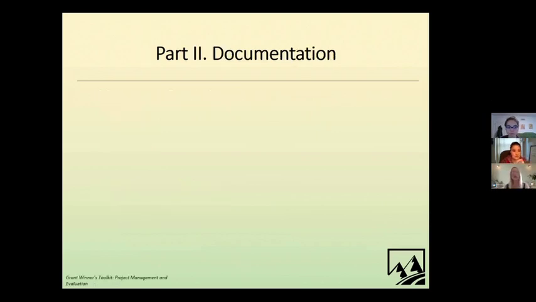All right, so let's talk about documentation. How do we do what we said we would do? Well, we document. That's what we do, right? Paper, paper, paper, paper, paper, okay? So here's why, and there are 5 of these. We'll go through this quickly and then we'll talk about each one separately.